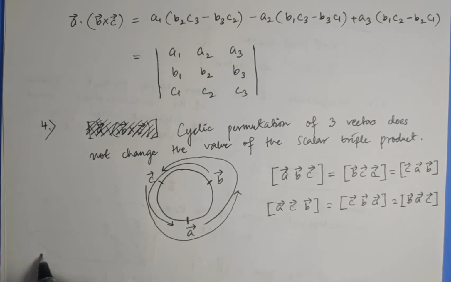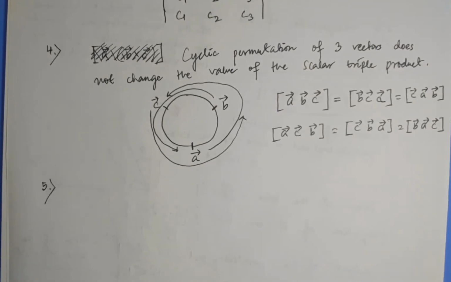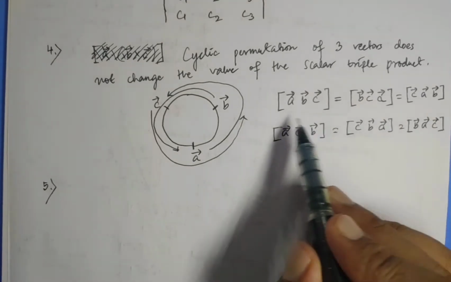Now let's move on to the fifth observation. The fifth observation says that in a scalar triple product, the dot and cross can be interchanged. So if I interchange the dot and cross product, the value of the scalar triple product will remain the same. So that's what it says. Let us see how that can be true.